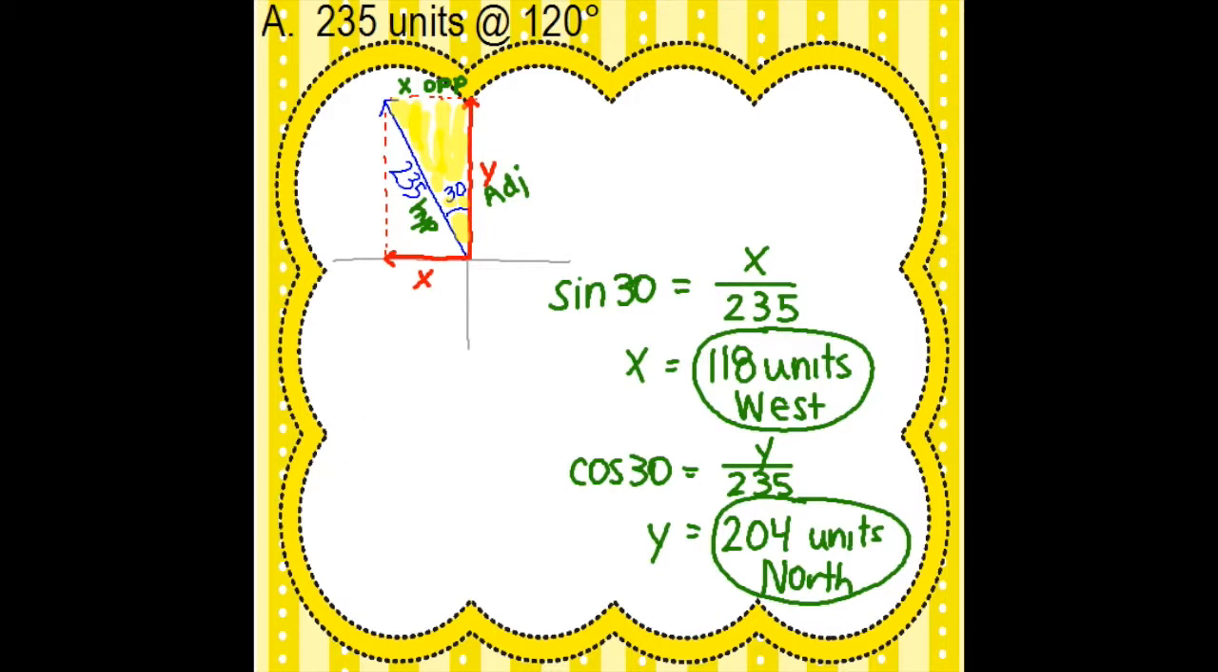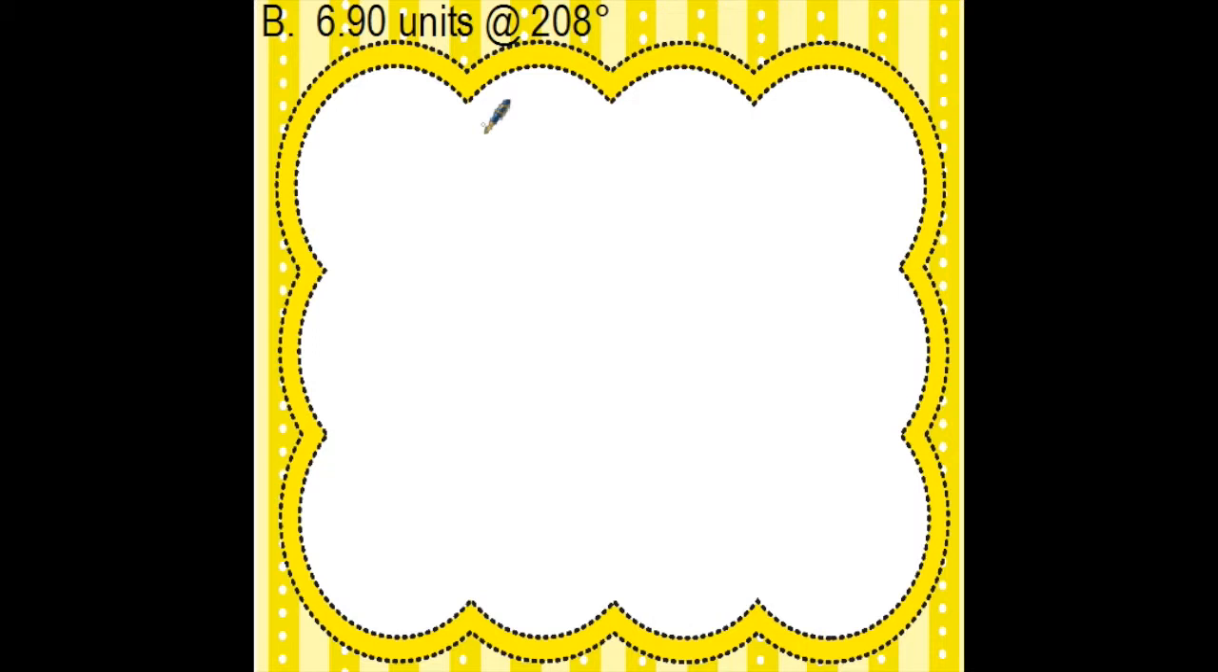Let's try example B. You can tell this is an entirely different scale. This time it's only 6.9 units long. Remember, these could be any vectors. If these were displacement vectors, that'd be 6.9 meters. If they were force vectors, it'd be 6.9 newtons. If it was velocity vectors, it'd be 6.9 meters per second. Right now we're just learning the math of vectors.